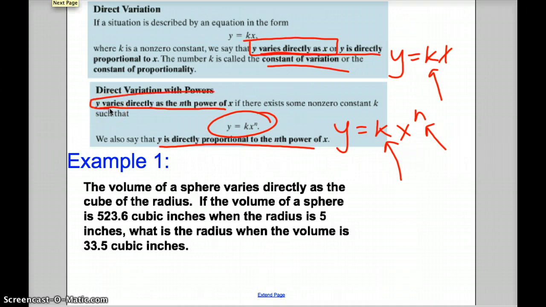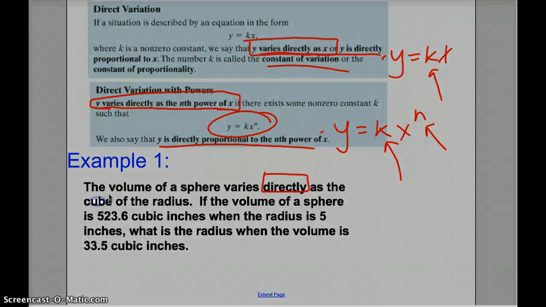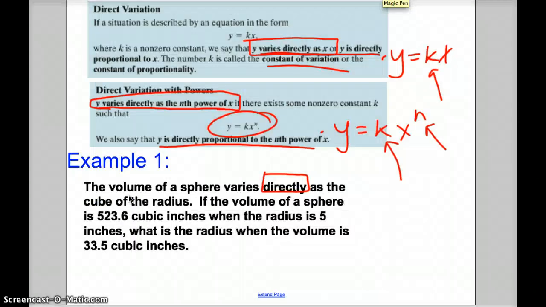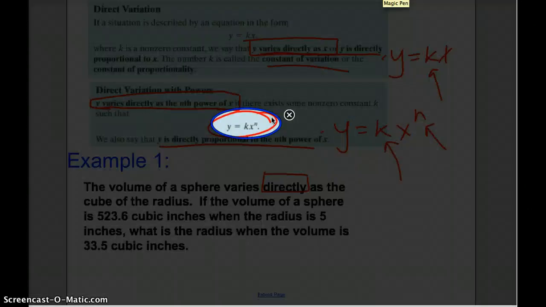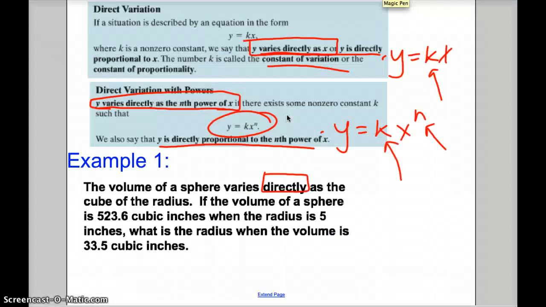That's going to help me decipher who's y and who's x in this direct variation equation. So let's take a look at example 1. It says the volume of a sphere varies directly as the cube of the radius. So I'm seeing a direct variation, and I know it's one of these two equations. But I also see that it varies directly as the cube. When I see this word cube, I'm thinking it's going to have a power of 3.